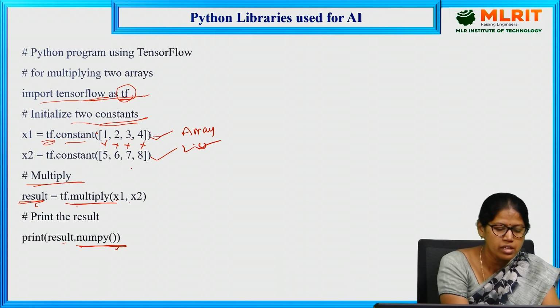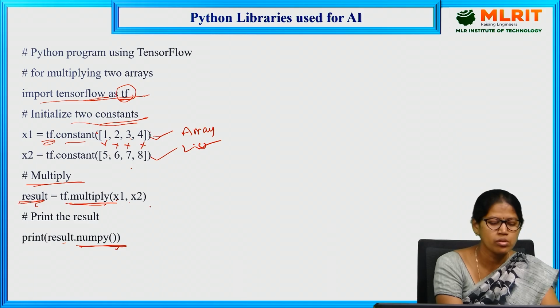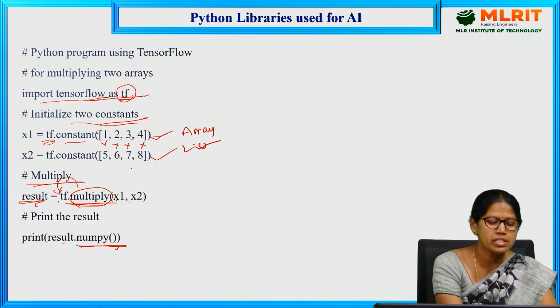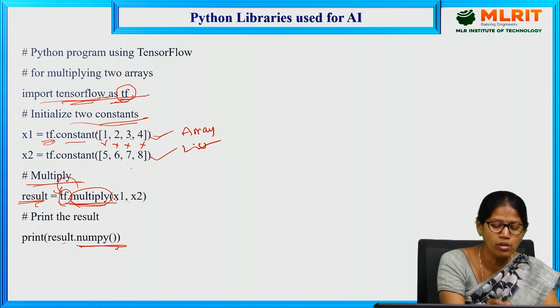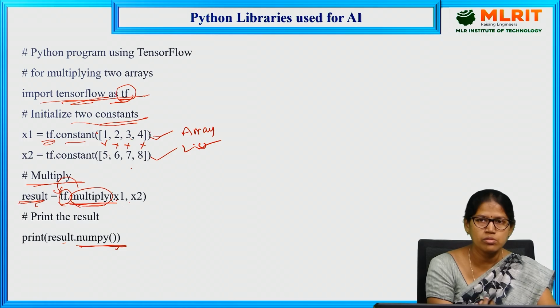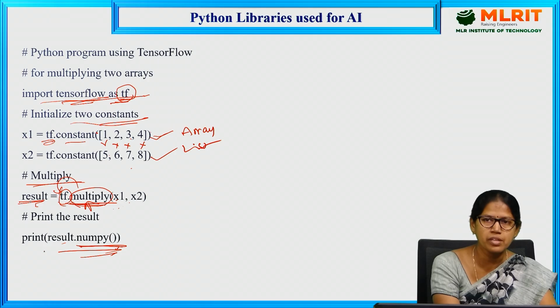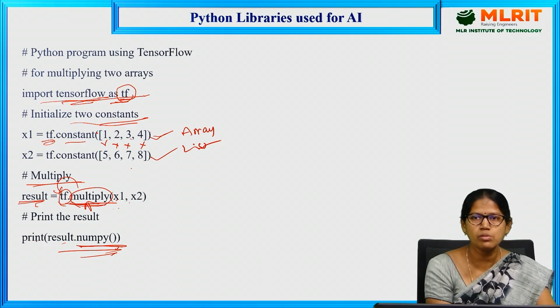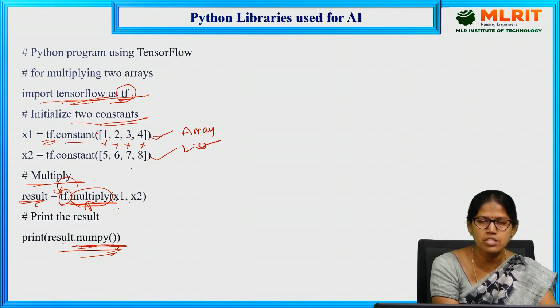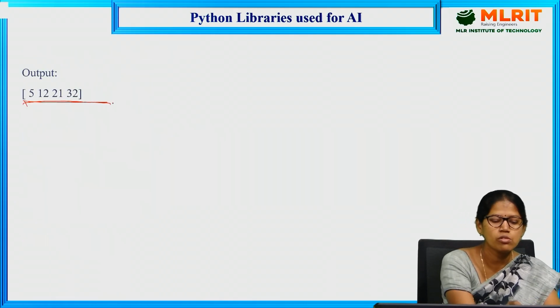So look here. Multiply x1 comma x2. Multiply is the method which is available in the TensorFlow library. TF is the alias name for TensorFlow. Without much interaction from the user, we just use the multiply method and pass the two constants which we want to multiply, and it will perform the computation internally and produce the output in the form of tensors. We want to convert that into an array or list. That's why we are applying the NumPy method, and it will produce the output like this.